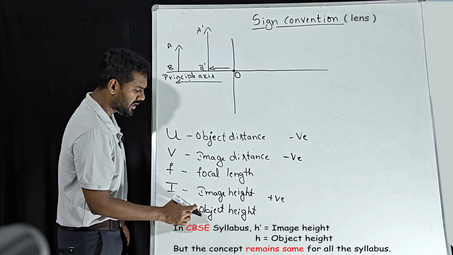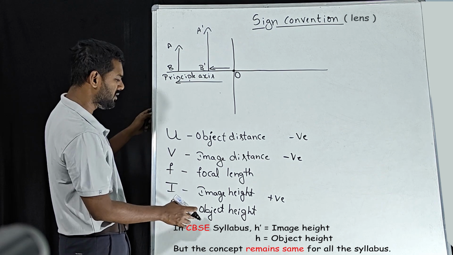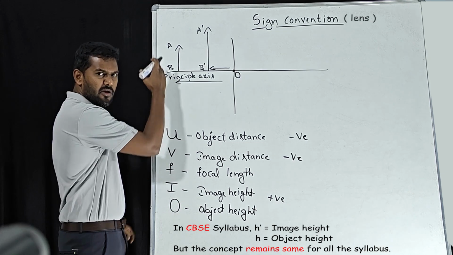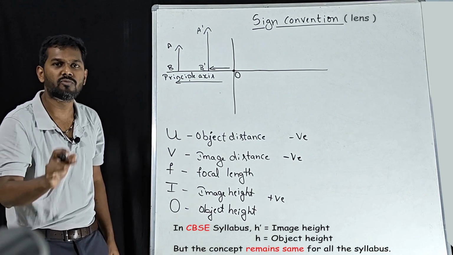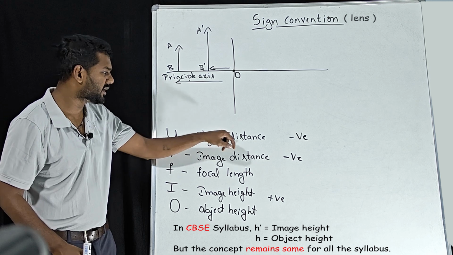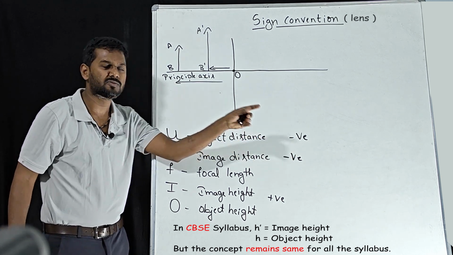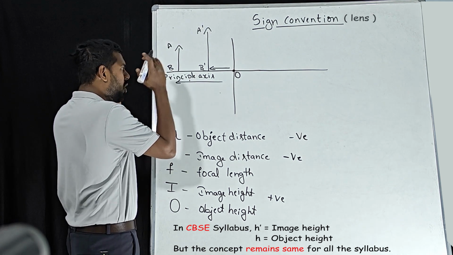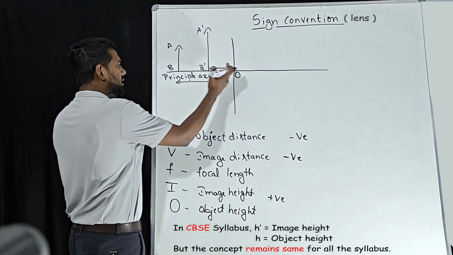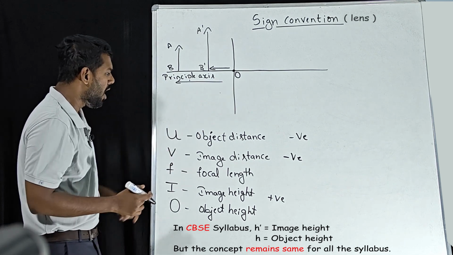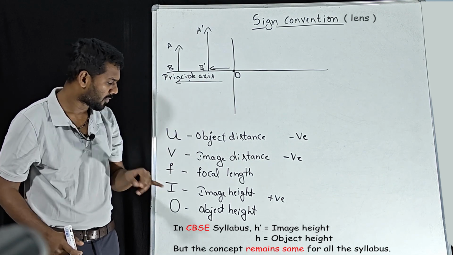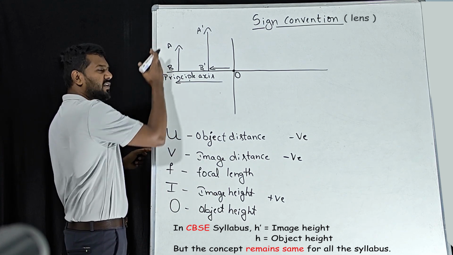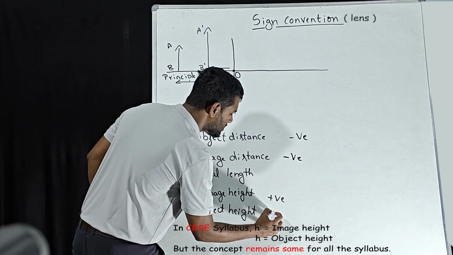Now image height is done, then object height. See, this is the object height, and it is facing upward. Object height is always positive, keep this in mind. Object distance is always negative because we always keep the object on the left side, and object distance is the distance from the optic center to the object, always towards left. So object distance is always negative. Object height is always positive because it is always facing upward direction. Keep these two in mind.